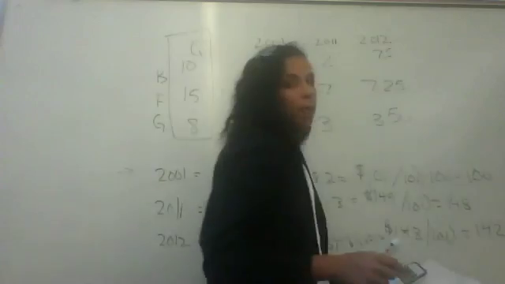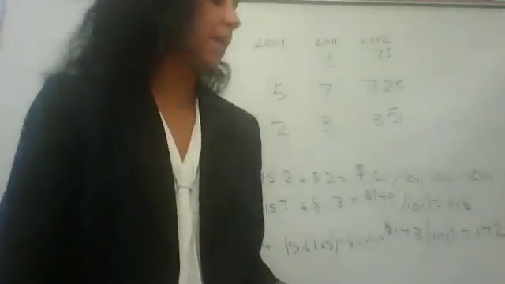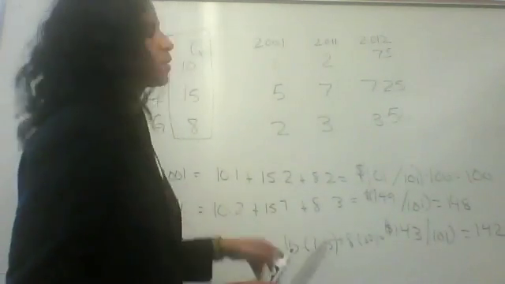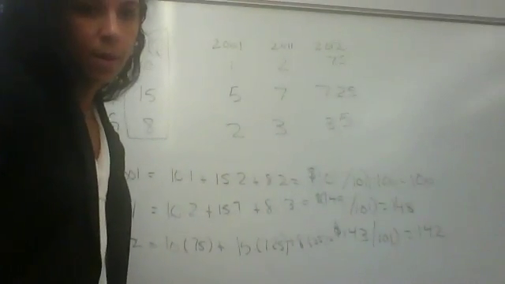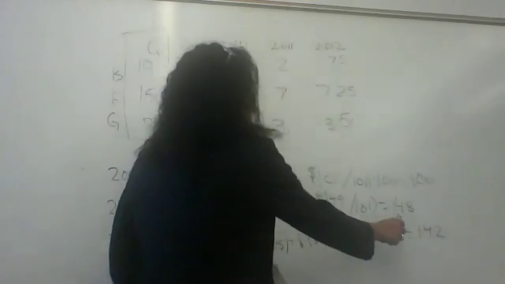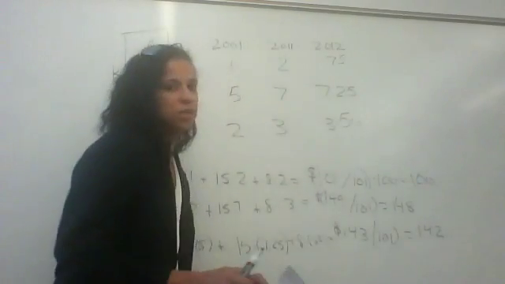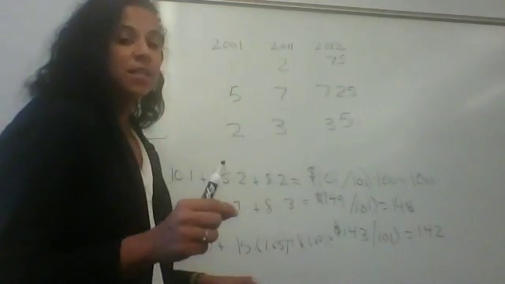All right, so if the problem asks you, what is the index in 2001, your answer is going to be 100. If it's asking you, what is the index in 2011 or 2012, your indexes are going to be 148 and 142, right? That is just to calculate the index.